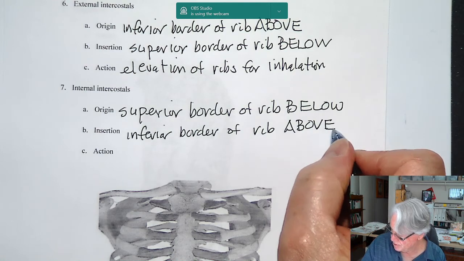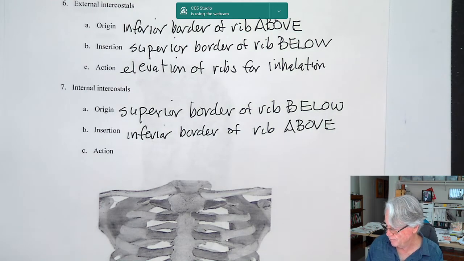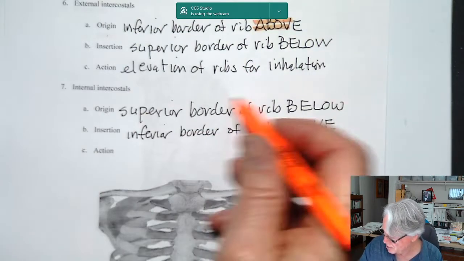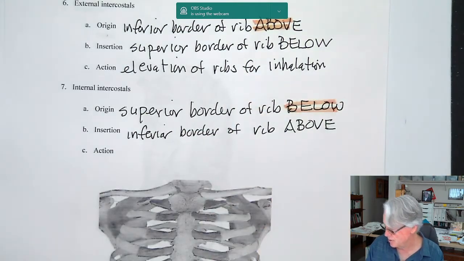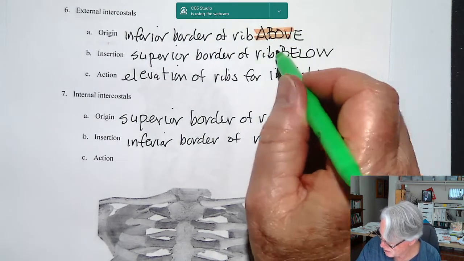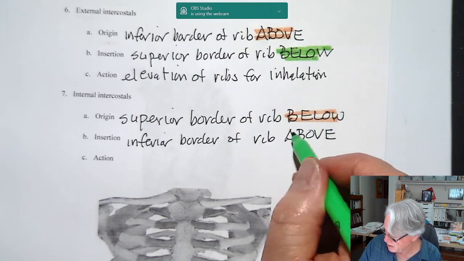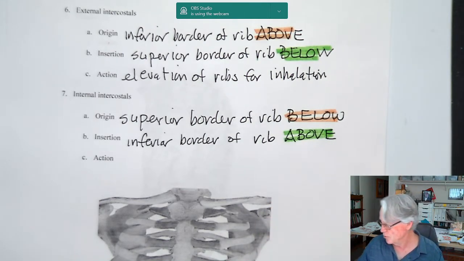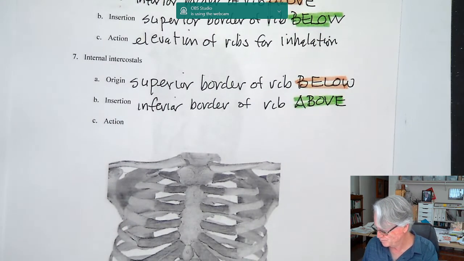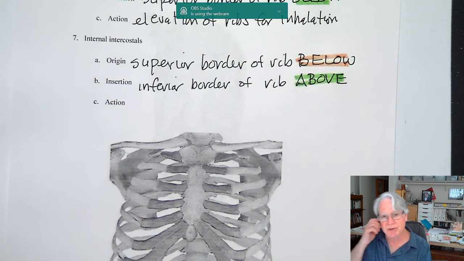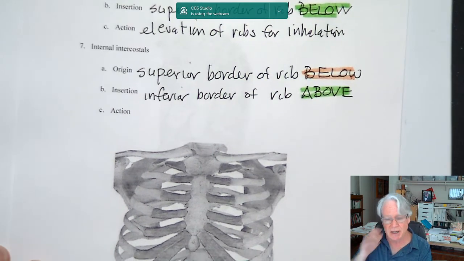So just notice that they're flipping. So for origin, we have above, here origin we have below. For insertion, we have below and here above. So they're simply flipping their origin and insertion. They sit in between the ribs. So on one side I will do the externals, and on the other side I will do the internals.